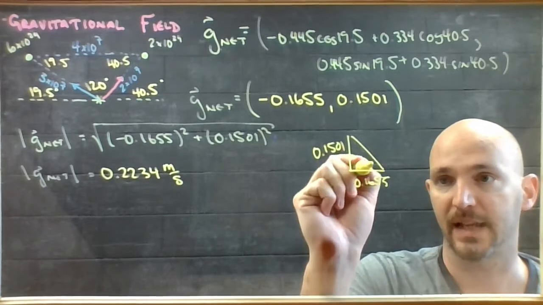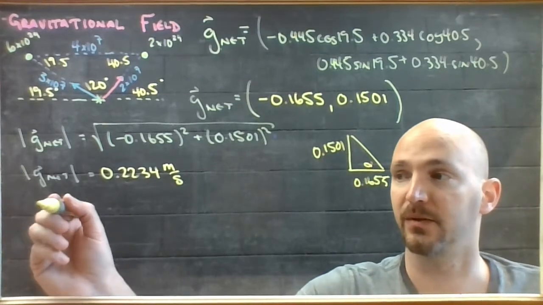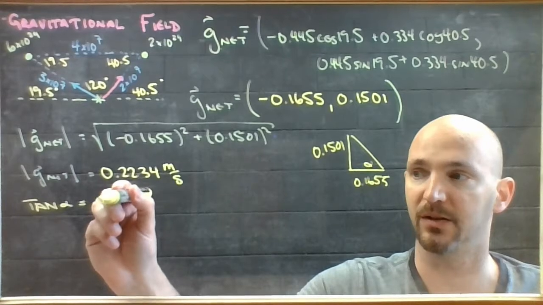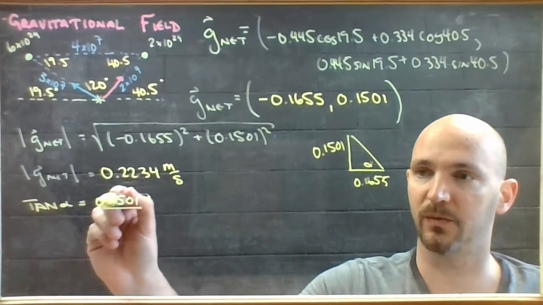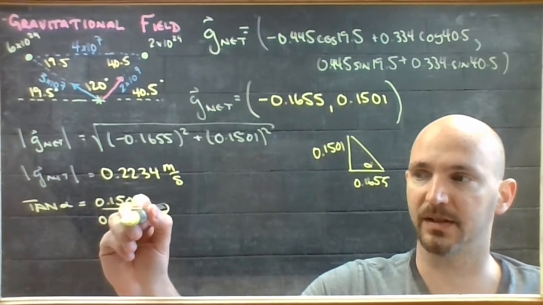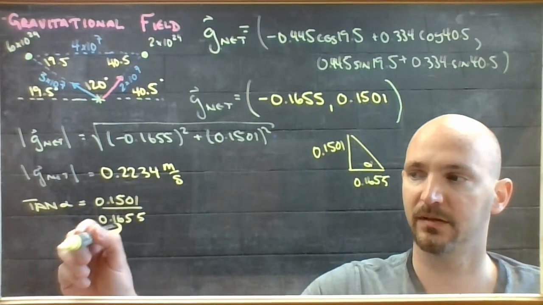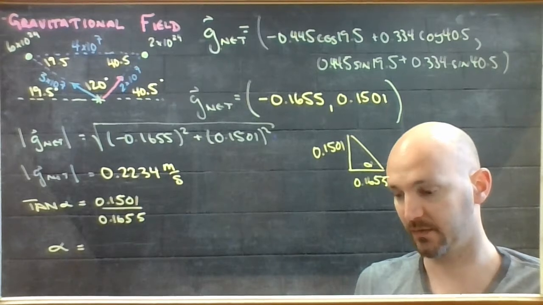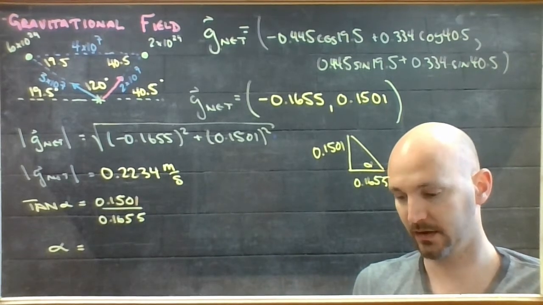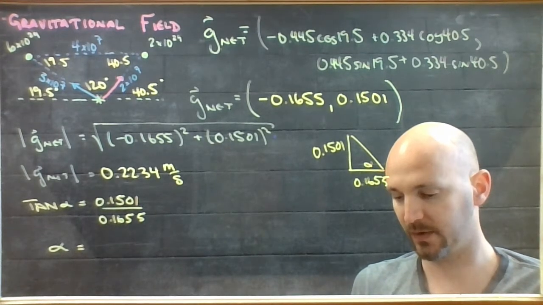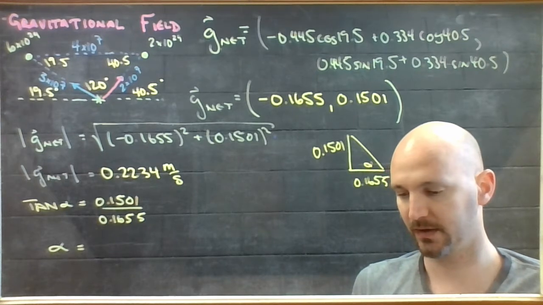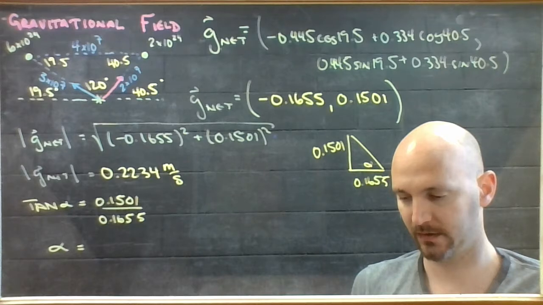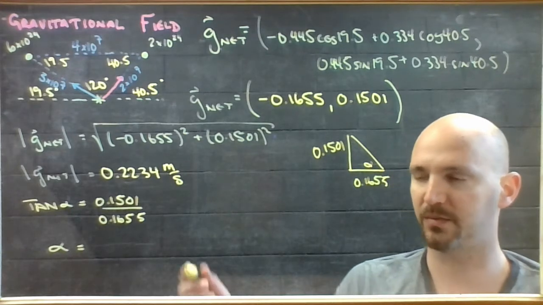Okay, so to get this angle here, I'm going to use tan. So tan of that angle would be 0.1501 over 0.1655. So the angle is 0.1501 divided by 0.1655, and then arctan that. 42.2 degrees.